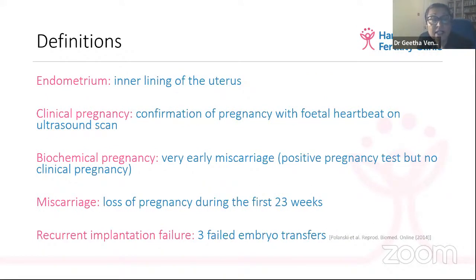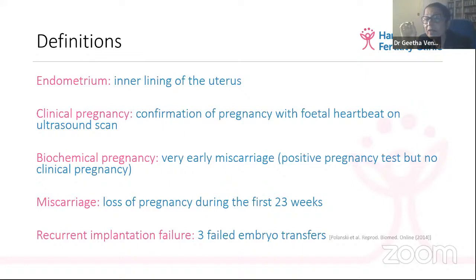Now, before I hand over to Alan, I would like to say about different definitions so that we are clear about what we are talking. So endometrium, everybody knows that is the inner lining of the womb or the uterus. And when we say clinical pregnancy, it means confirmation of the pregnancy in the scan with the fetal heart. That is clinical pregnancy. Biochemical pregnancy is also equal to very early miscarriage.